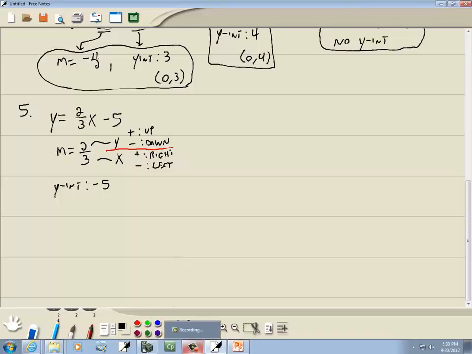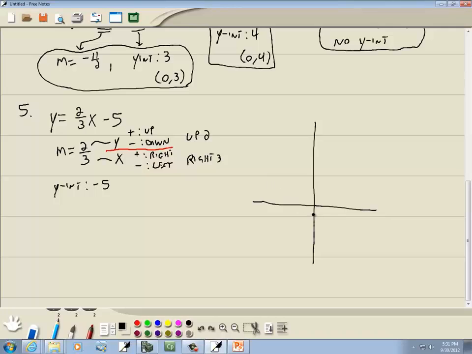Okay, so for this particular problem, we got a positive 2 up on top. Since it's positive, that means we're going to go up 2. We got a positive 3 down below. Since it's positive, that means we'll go right 3. Now these are so easy to sketch using the slope-intercept form.